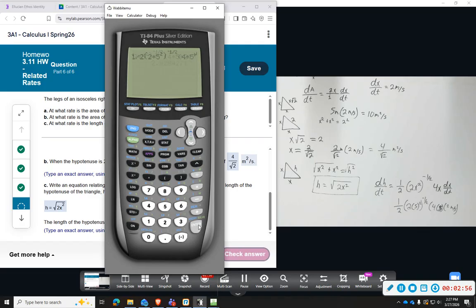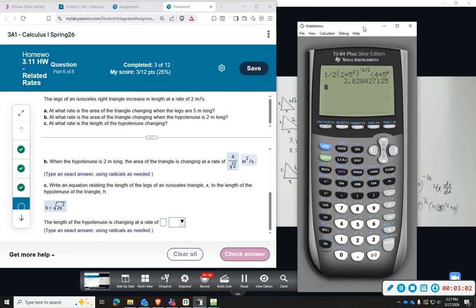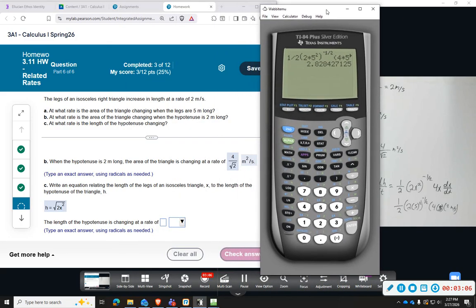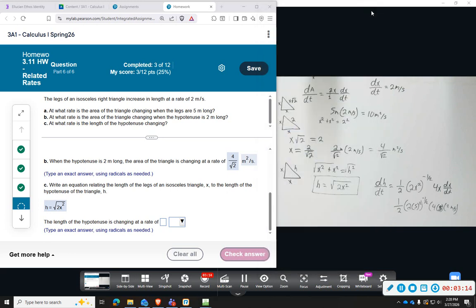All right. And this says type exact answer using radicals as needed. Okay, so we don't want to actually type this in like so. So exact answer using radicals. Let me rewrite it from here.